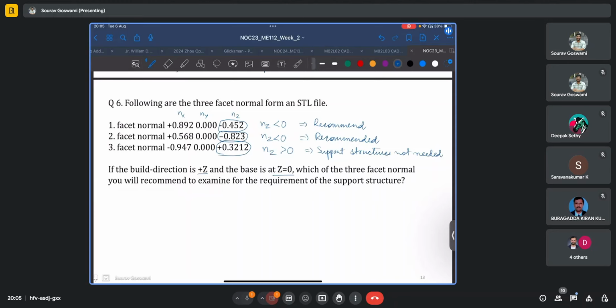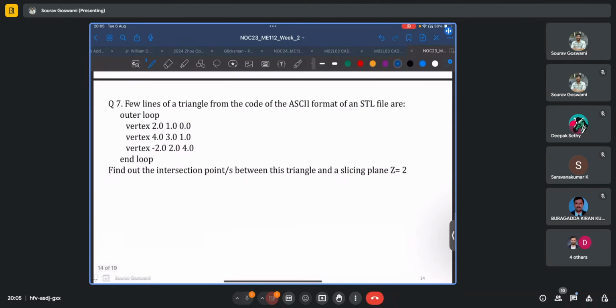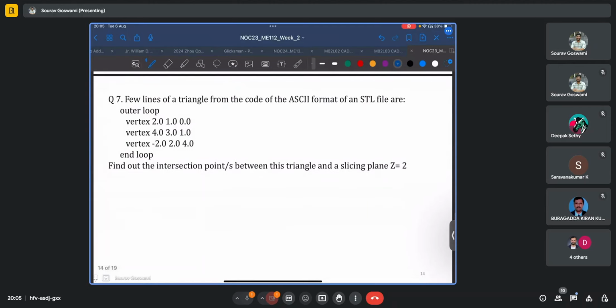Thus, we should not recommend this triangle for the examination of need for any support structures. There is one remaining question which I'll cover right now because it might help you with your assignments.